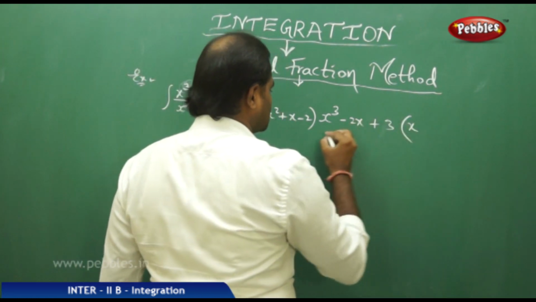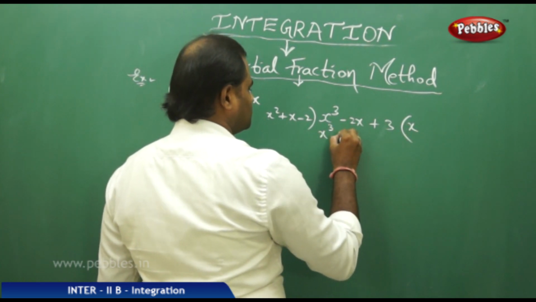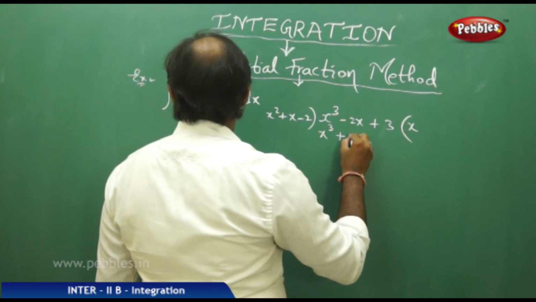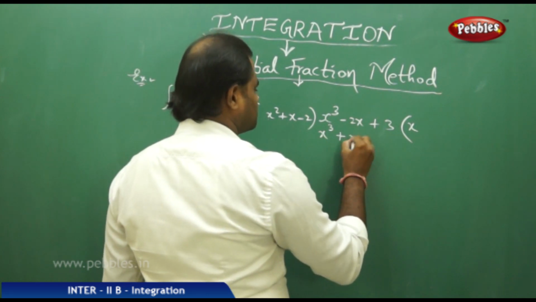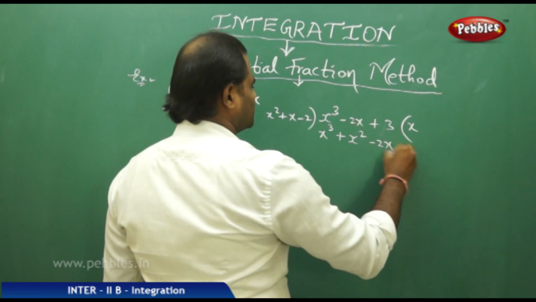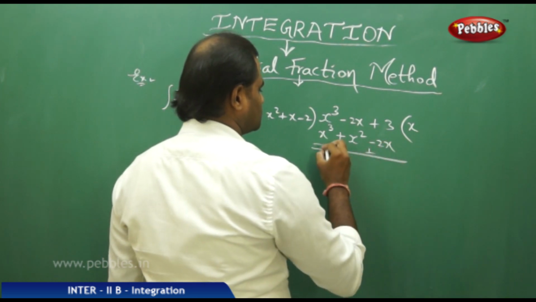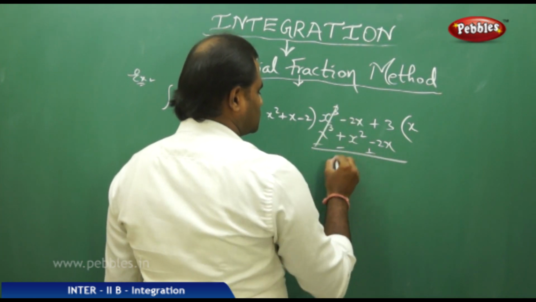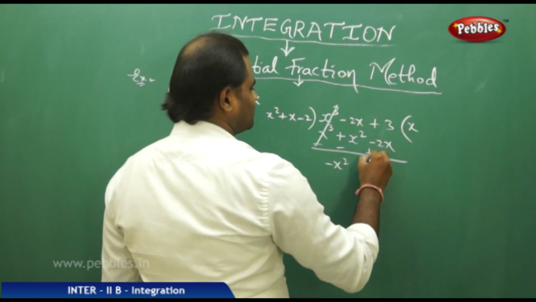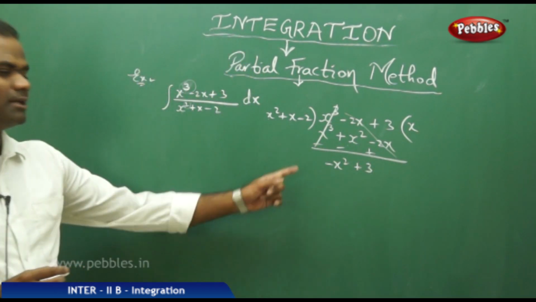So x multiplied with x squared gives x cubed, plus x times x squared, minus 2x. So this gives me minus x squared, and plus 2x and minus 2x get cancelled and I get plus 3.